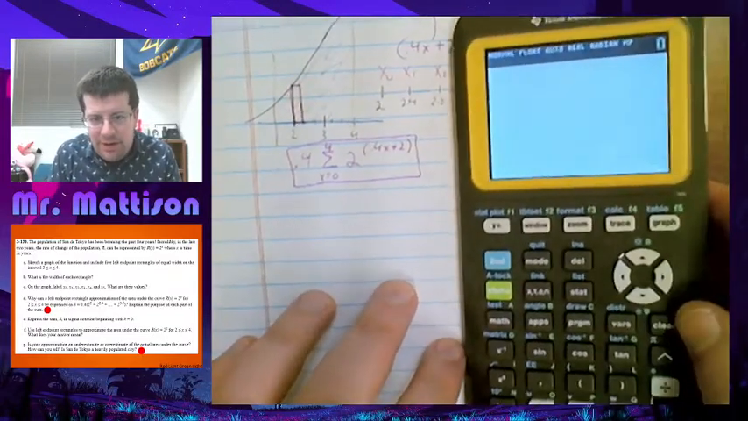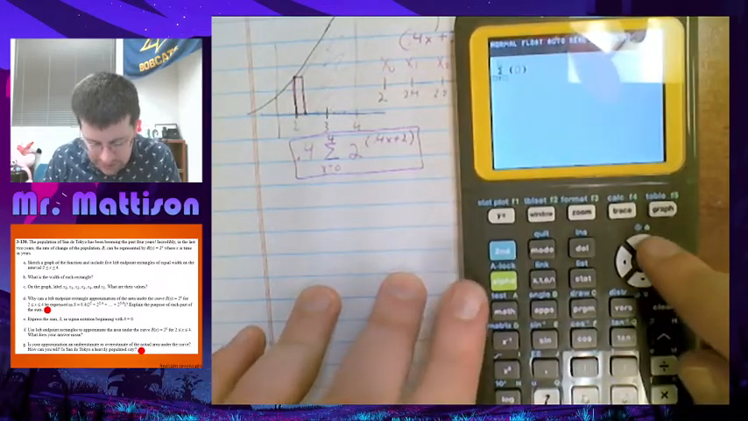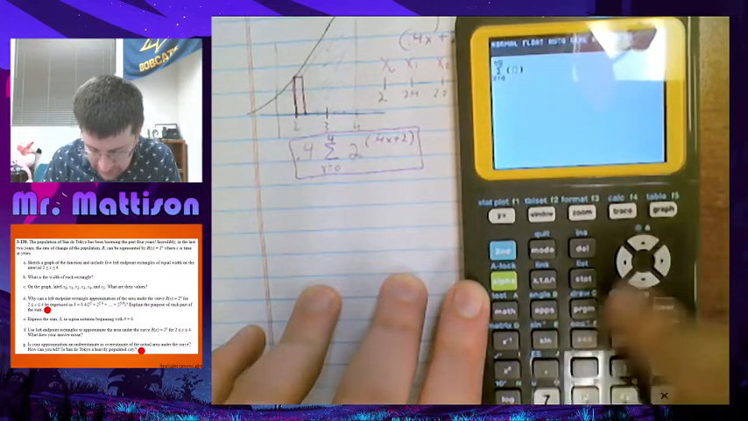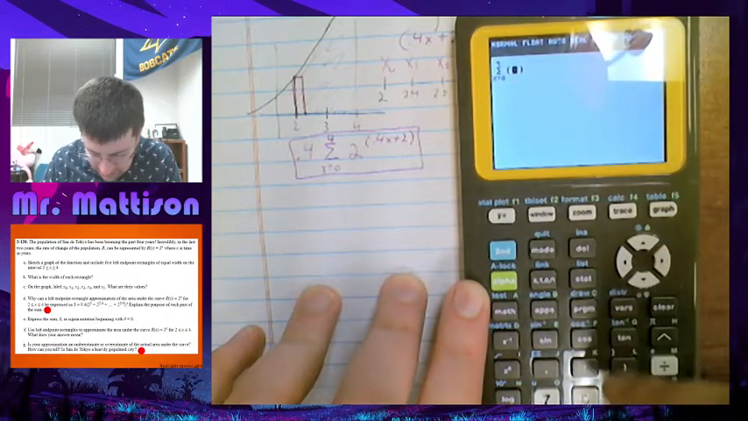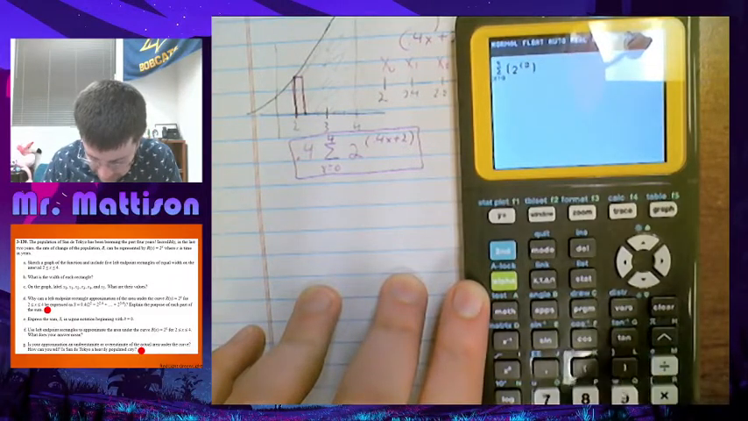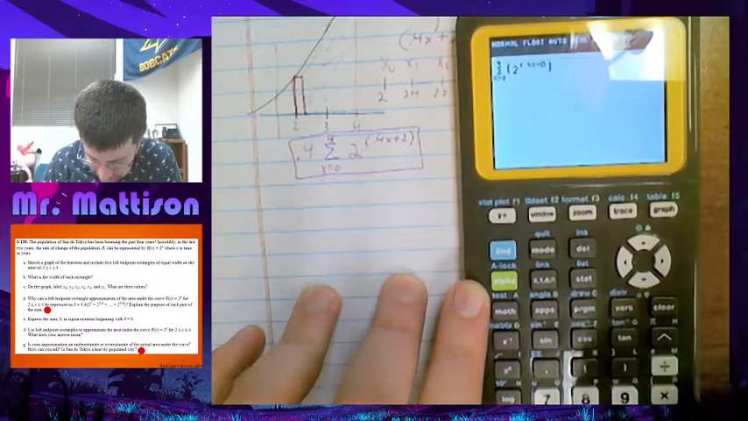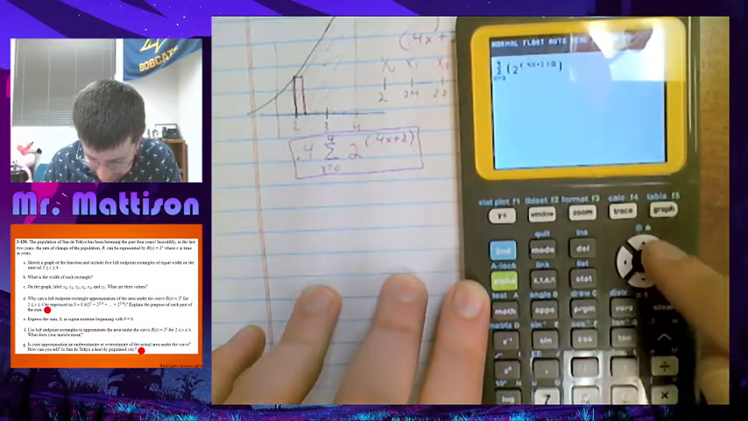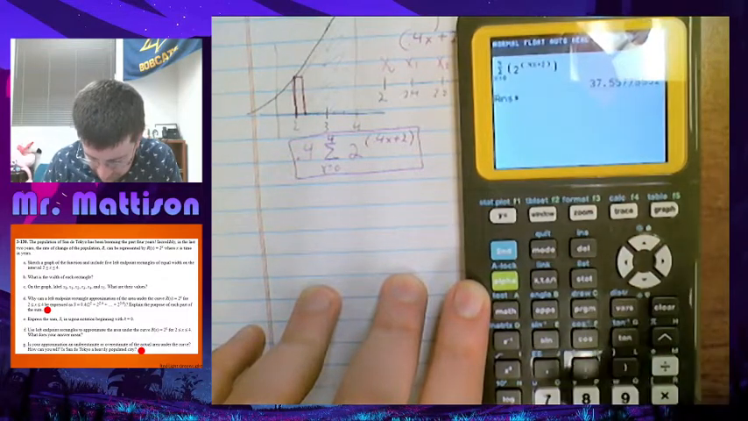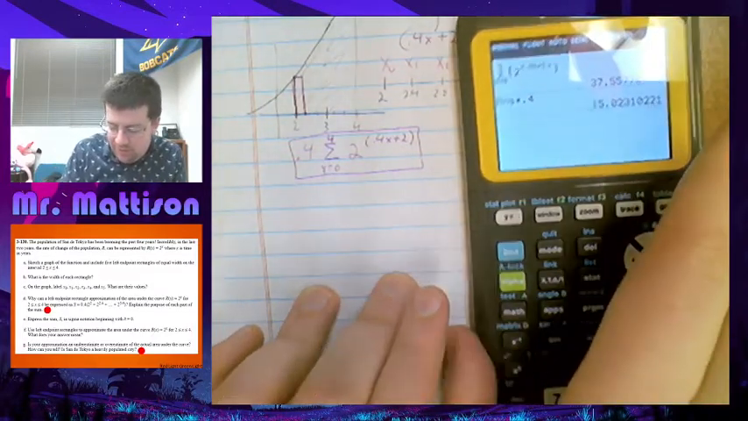So if I pull out my graphing calculator, again, we go to math, 0 for the summation. We want to do x from 0 to 4. And our equation is 2 raised to the, in parentheses, 0.4x plus 2. I can take that summation and multiply it by 0.4 because that's going to be my width. And I get 15.023.